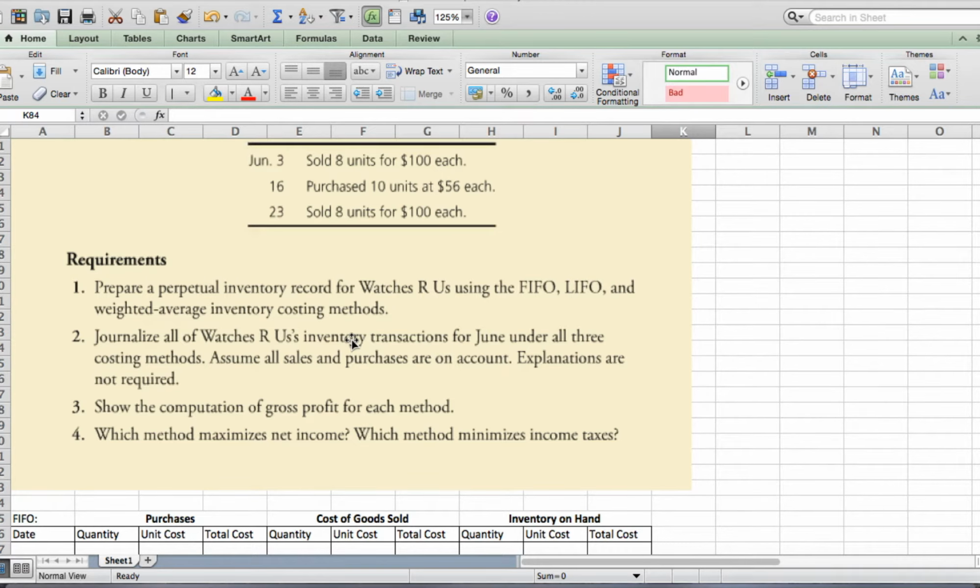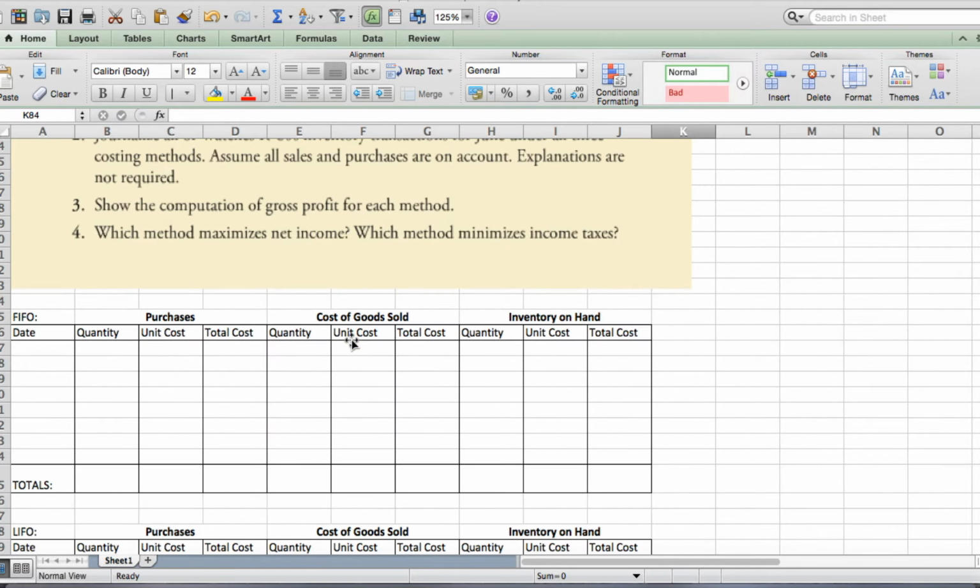Okay, so first thing we need to do down here, this is what an inventory sheet will look like, more or less. We're going to list purchases that we make, and then we'll list when we sell anything, cost of goods sold there, and then finally we'll keep track of how much inventory we have on hand, and how much each piece of inventory we have on hand cost us. That way when we decide which cost to use, we'll know how much each piece cost us. So it'll make more sense as we go along.